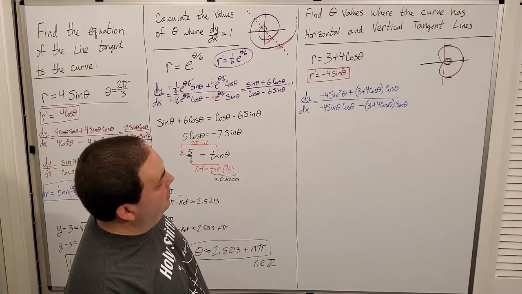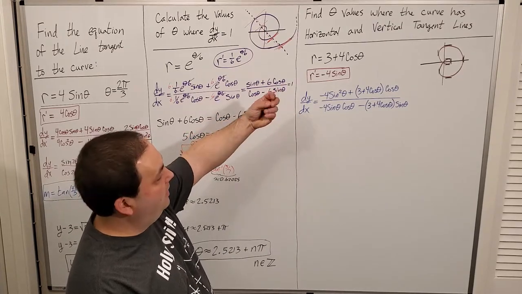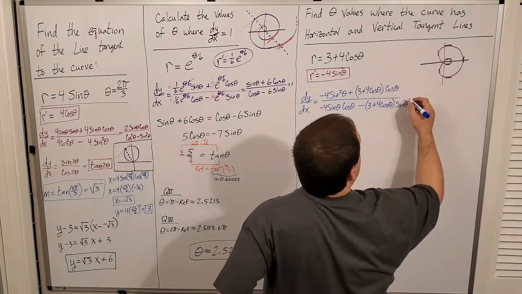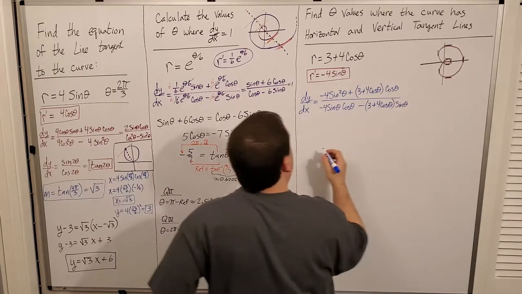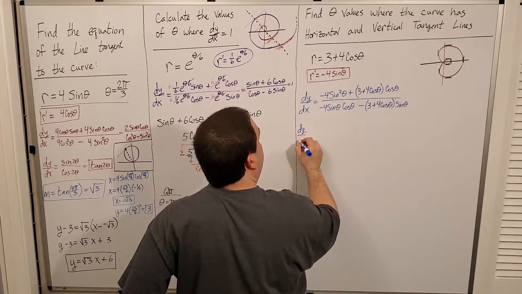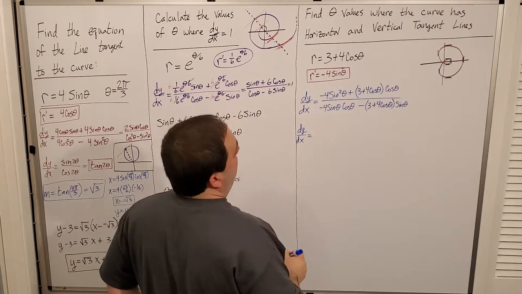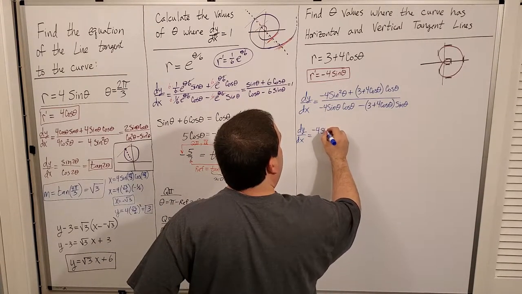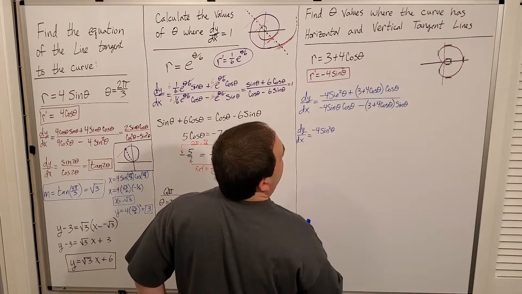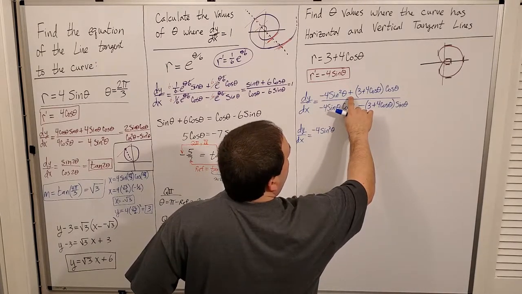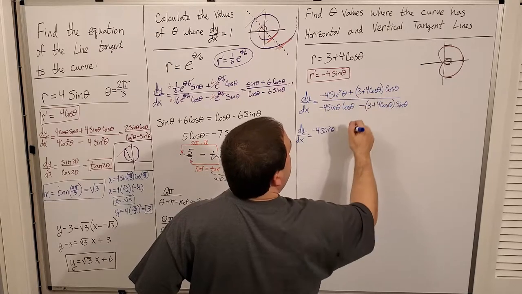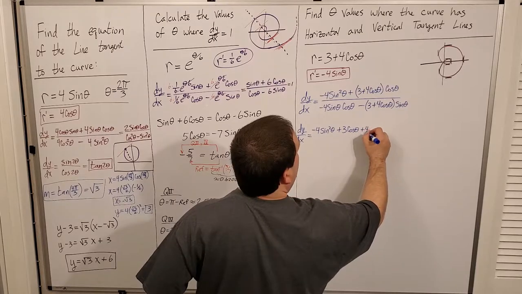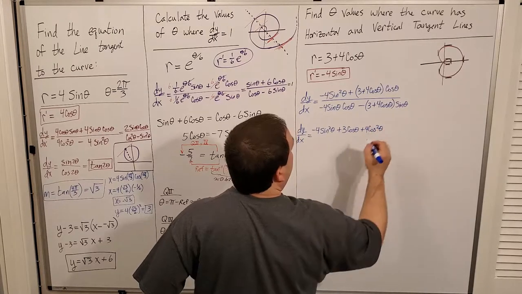Okay, now let's distribute some things out and combine what we can here. So right here, I'll just go to the next line. Dy over dx is equal to, I have negative 4 sine squared, next I have plus 3 cosine theta, and then plus 4 cosine squared theta.